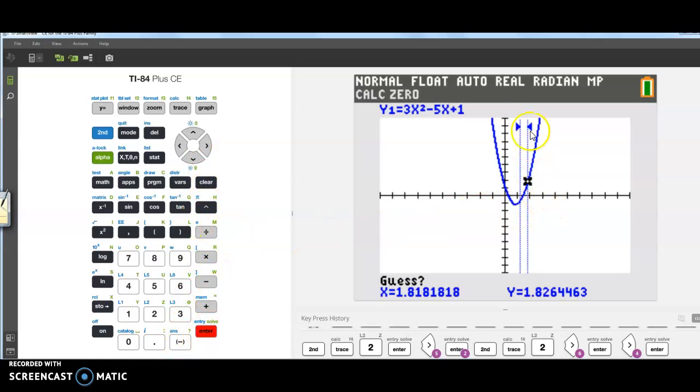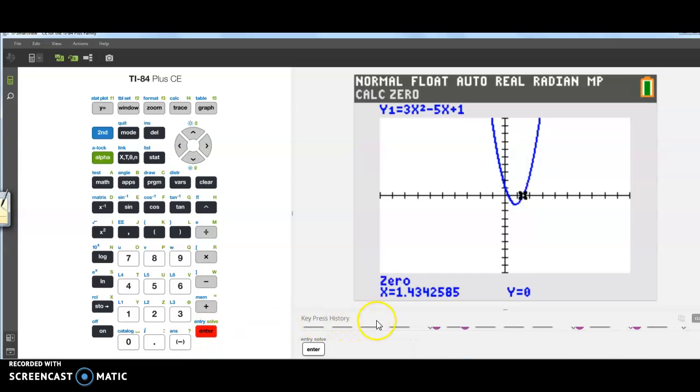And I can see that in between my two arrows, in between these dashed lines, is my 0, so that's going to work out well. I can move my cursor a little closer for my guess. And I get my second 0 of 1.43.